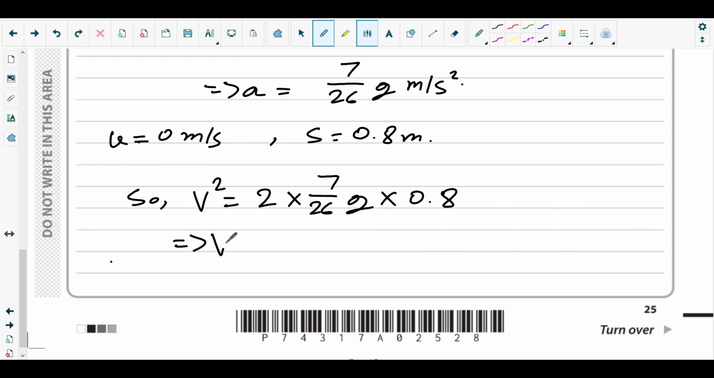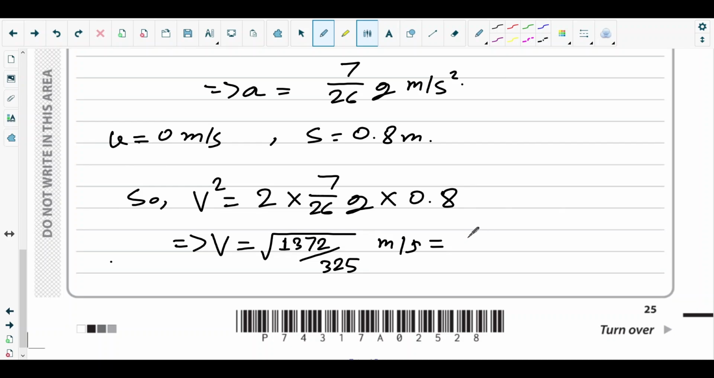So we need the value for v. v will be how much? Square root of, let's calculate it, 2 times 7 over 26 times 9.8 and then times 0.8. So you will get 1372 over 325. If you square root the value, you will get 14 square root of 91 over 65. This is basically in decimal 2.05 meter per second.